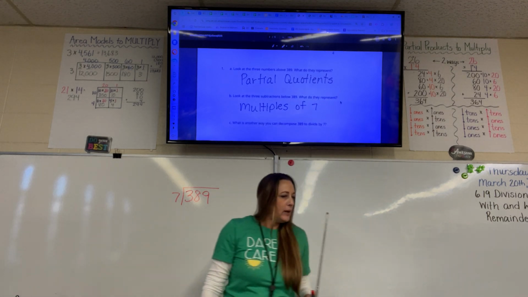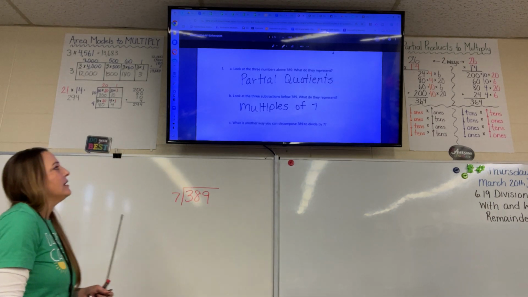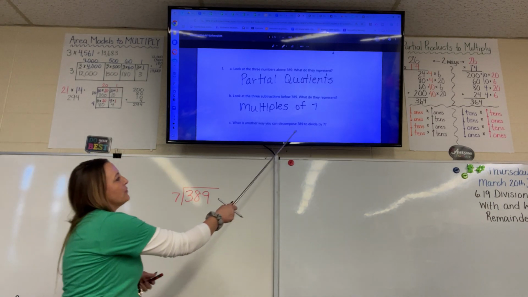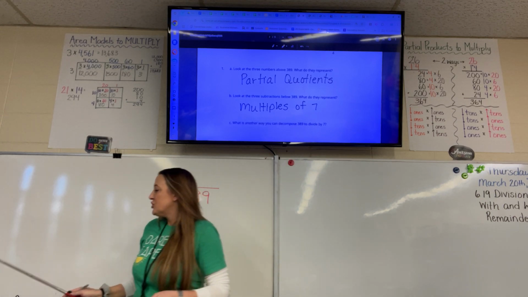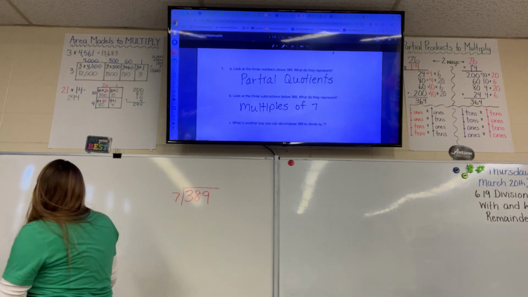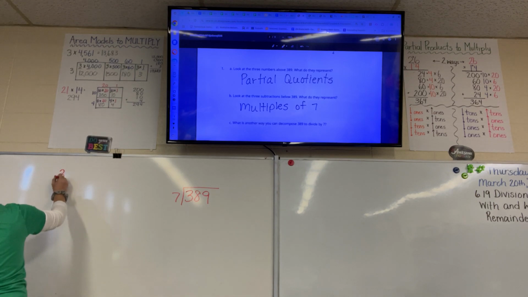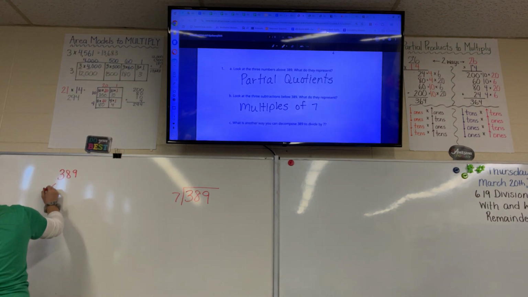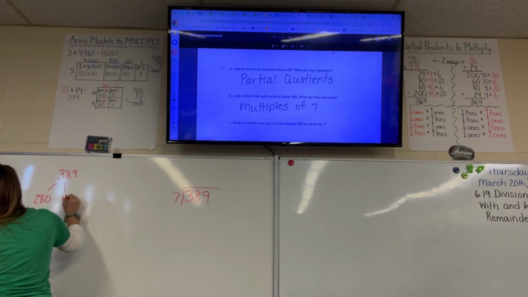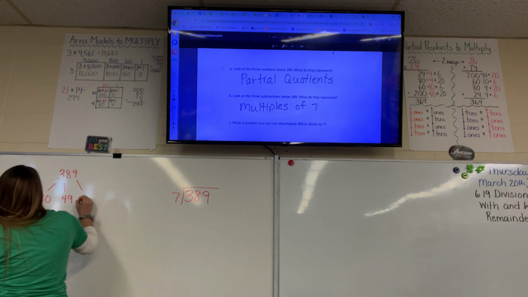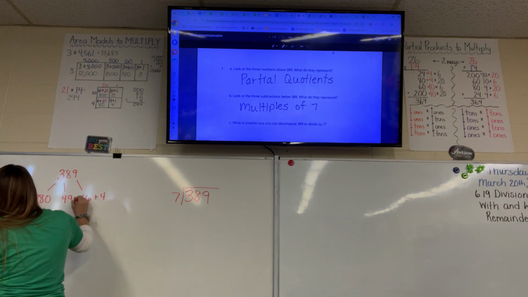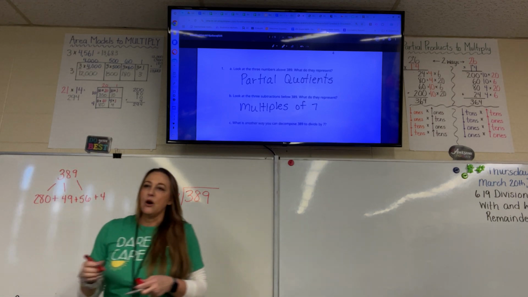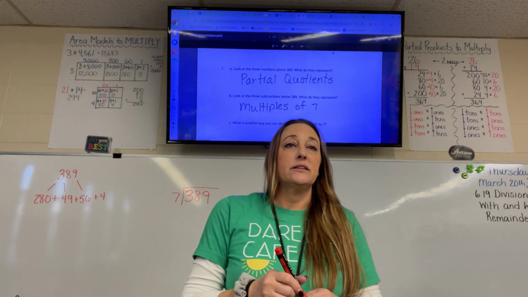What is another way you can decompose 389 divided by 7? So what did she split 389 into? She split 389 into 280, 49, 56, and then she had 4 left over, right? Those were all the multiples of 7 she subtracted, right, Devin?